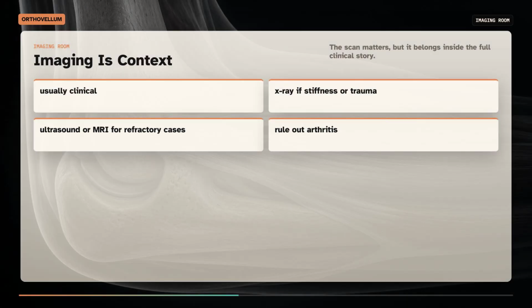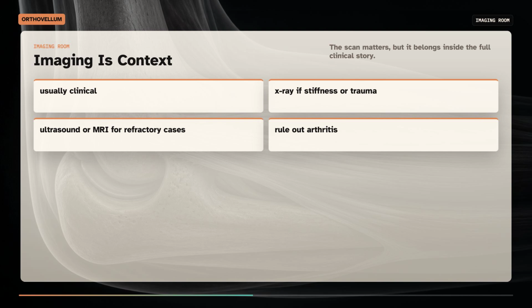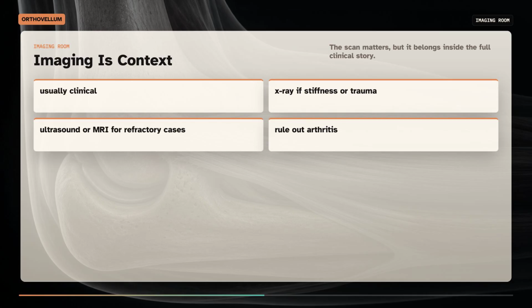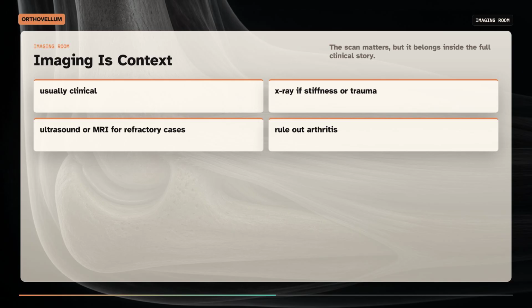Imaging helps when it is matched to the story. The useful imaging logic here is usually clinical: X-ray if stiffness or trauma, ultrasound or MRI for refractory cases, rule out arthritis. An image is evidence, not a verdict. The same report can mean different things in different people. The skill is to connect the image, the symptoms, the exam, and the person's goals. That is the difference between treating a scan and treating a patient. A useful image question is: did this picture reveal the diagnosis, confirm the severity, exclude danger, or help plan treatment?